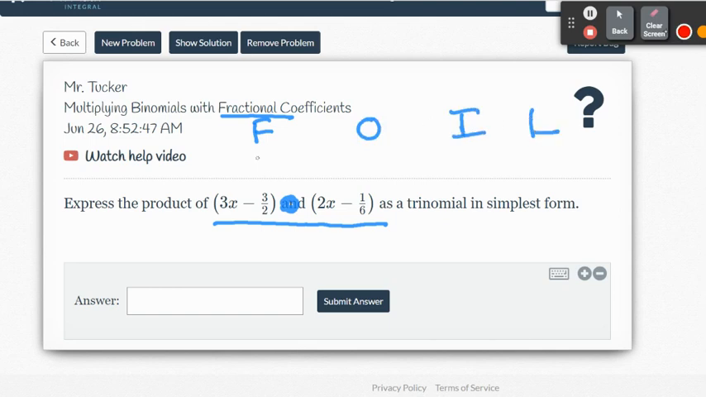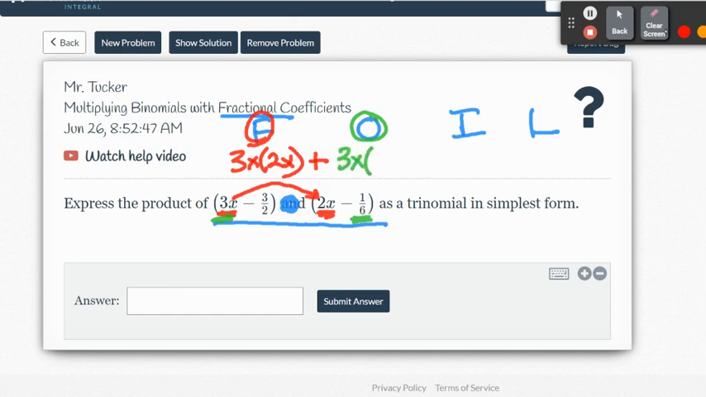I'm going to multiply the firsts. I'm going to do that in red. So that's 3x times 2x. So that's my first arc, if you will, if you want to draw the arrows. And then I'm going to do plus my outers, in green. My outers are the outermost terms. That's the 3x and the negative 1/6. So 3x times negative 1/6.